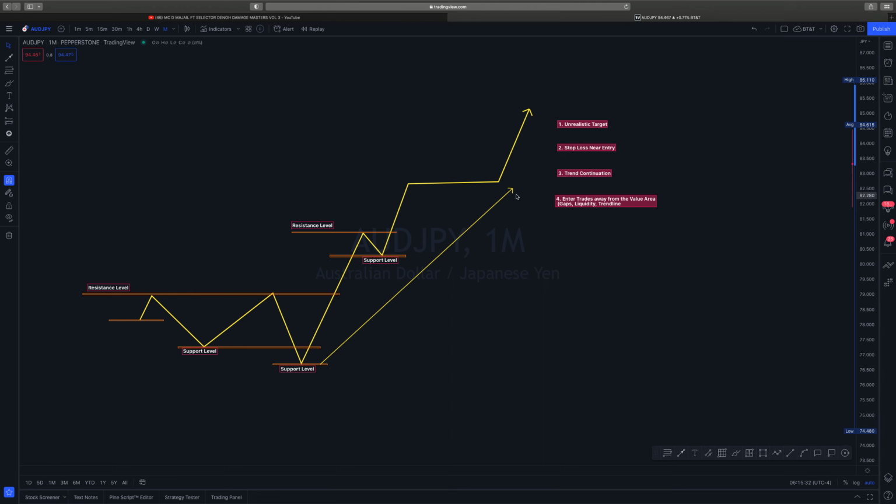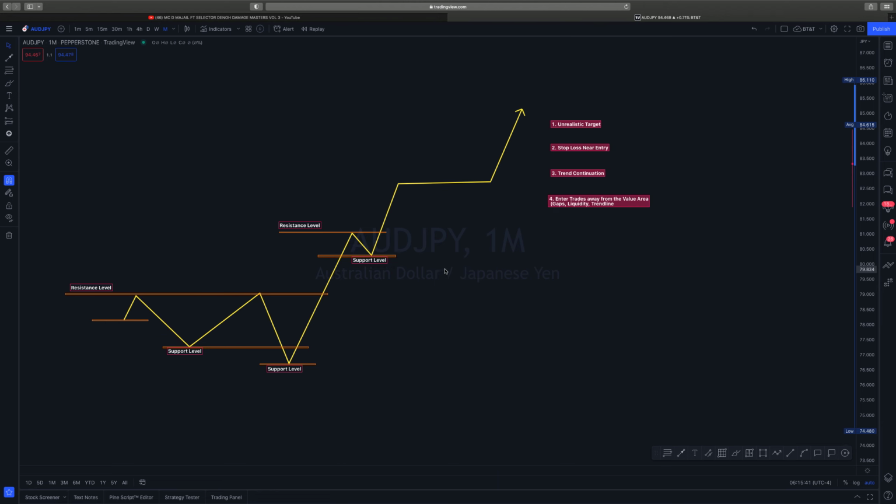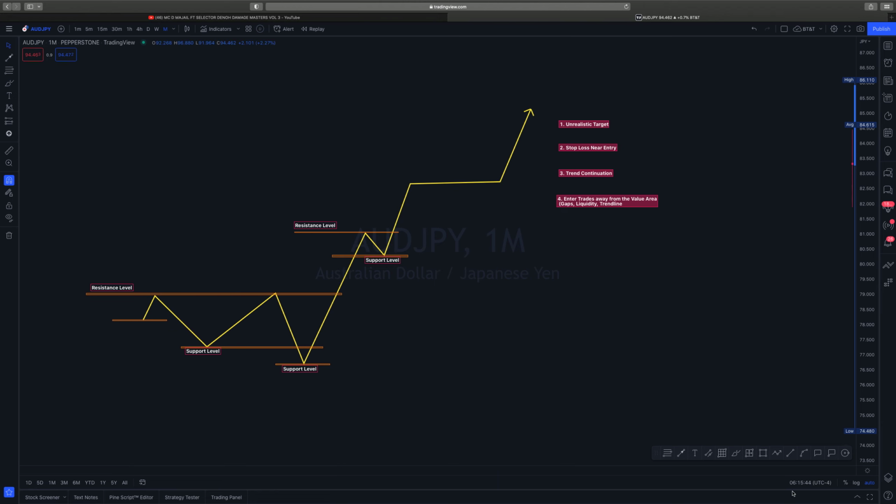entering trades away from the value area. When I'm talking about value area, it means if you look at the chart, there are specific value areas that you're going to have. For example, if you're looking at this place here, this will be a liquidity zone. A liquidity zone is an area where the market starts moving up from. This will be another liquidity zone. At times on the market, we'll have market gaps.